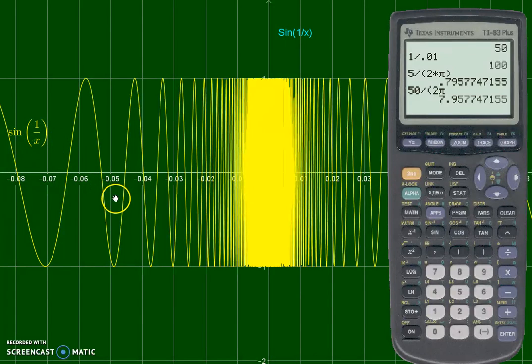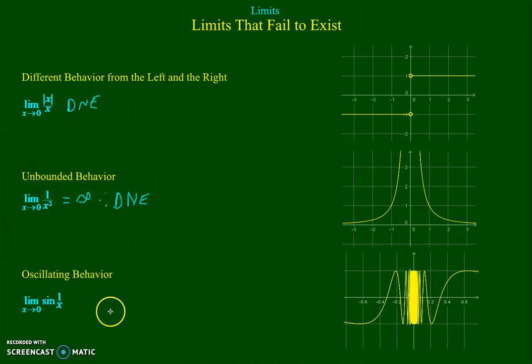So let's go back to our original drawing, and we would say, because this function is not settling on any particular real number, it's oscillating between -1 and 1. As we get closer and closer to 0, it's oscillating more and more times. We must say that the limit as x approaches 0 of this function does not exist.